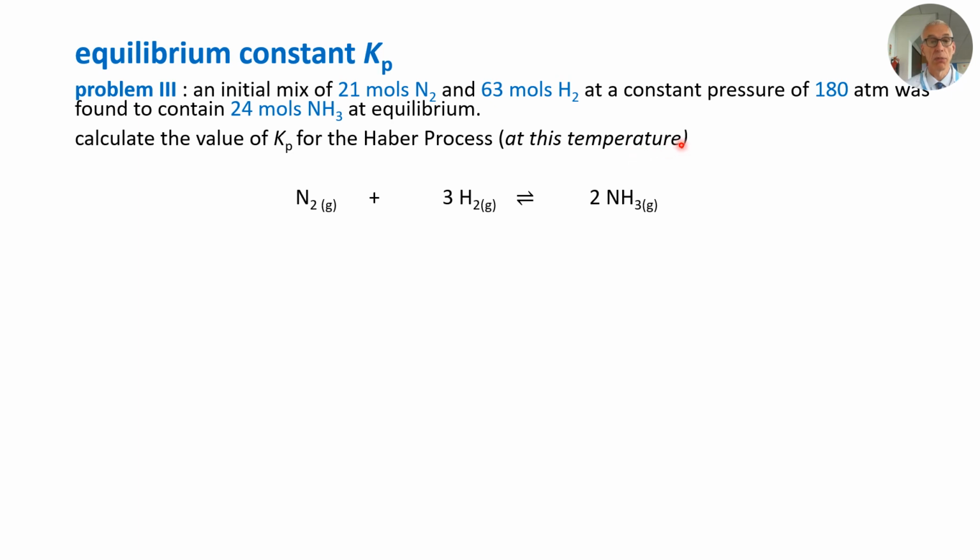So here's a third problem. We're going to look at the Haber process, nitrogen and hydrogen forming ammonia. Initially 21 moles of nitrogen and 63 moles of hydrogen reached equilibrium and were found to contain 24 moles of ammonia at equilibrium, all at a constant total pressure of 180 atmospheres. Calculate the value of Kp at this temperature. Pause, think it through, come back to look at my modelling.